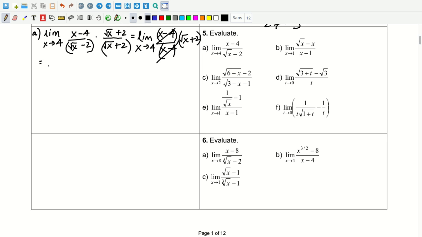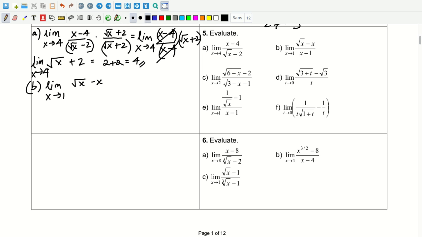So in the end, we get the root of x plus 2, and then we do our limit. Again, I forgot it. That is bad, by the way. Never forget it. And I can literally just plug in 4. So I get the square root of 4, which is 2. 2 plus 2, that's 4, and we're done. We're off and running.